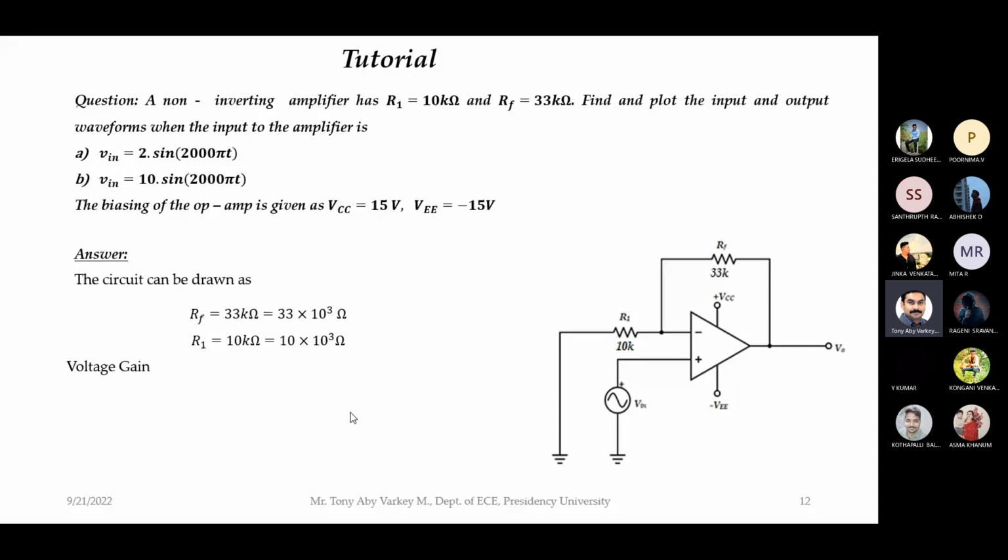What is the formula for voltage gain? Gain is equal to 1 plus RF by R1. So how much will it be? 1 plus 33 kilo divided by 10 kilo, that is 4.3. Correct, 4.3 is the gain. Is it clear?